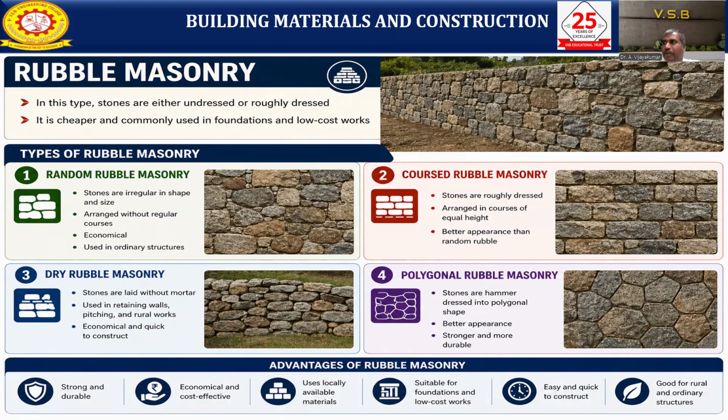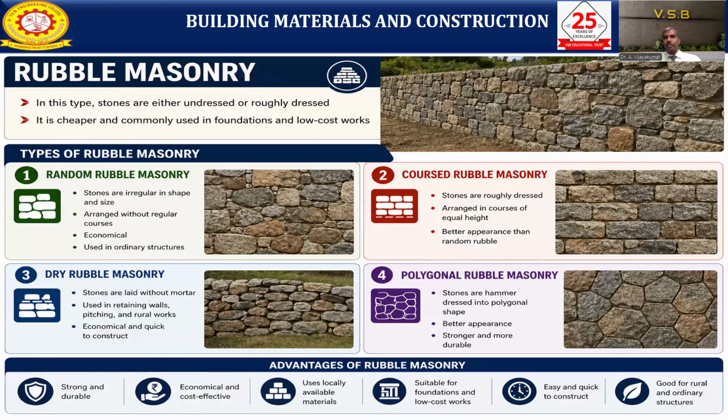When there is a local material, from the quarry wherever the stone is available, we can use it and construct this type of random rubble masonry. It can be used for temporary structures, such as compound walls, partition walls, and non-load bearing walls.